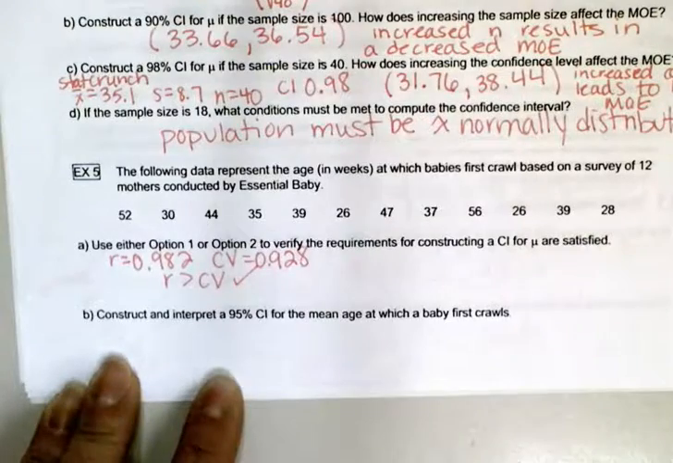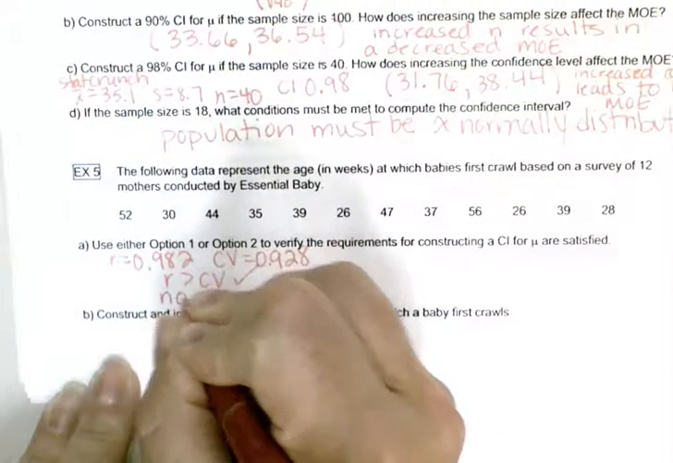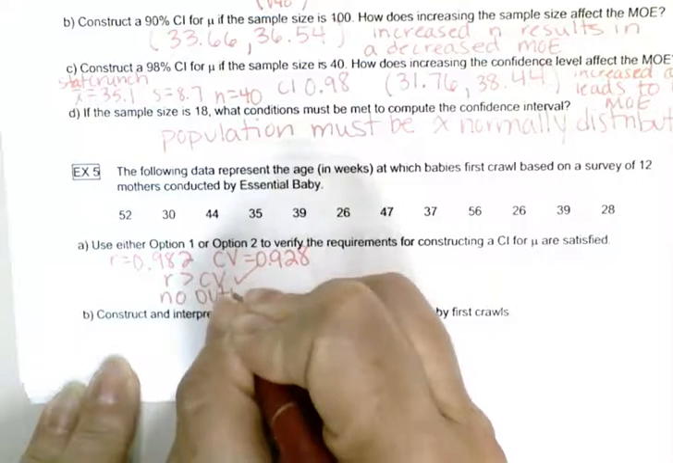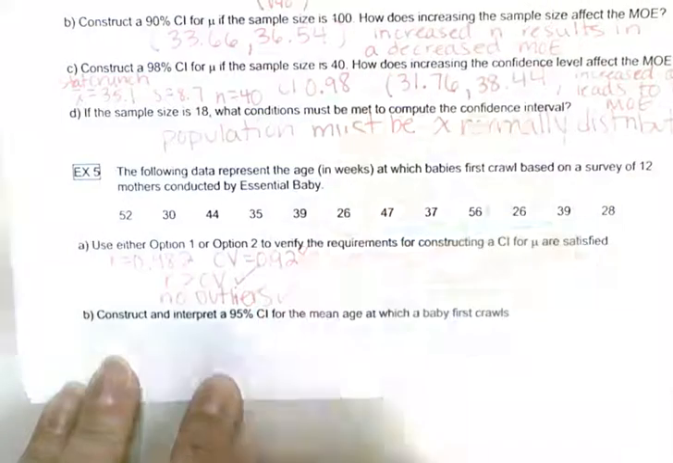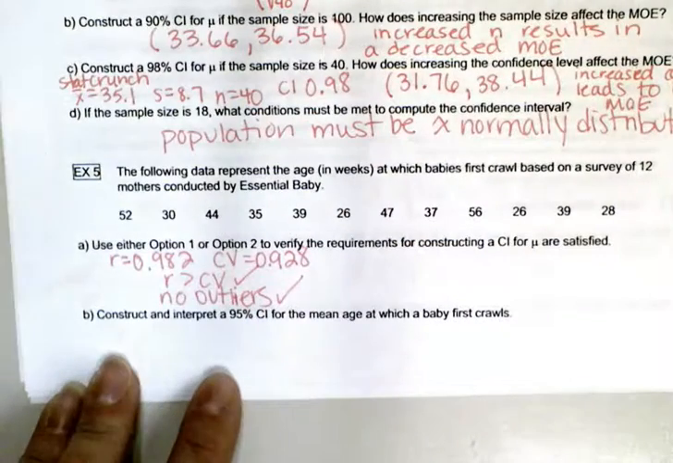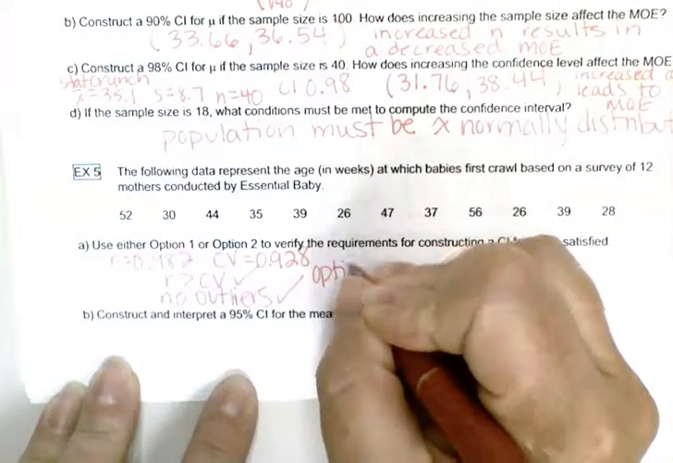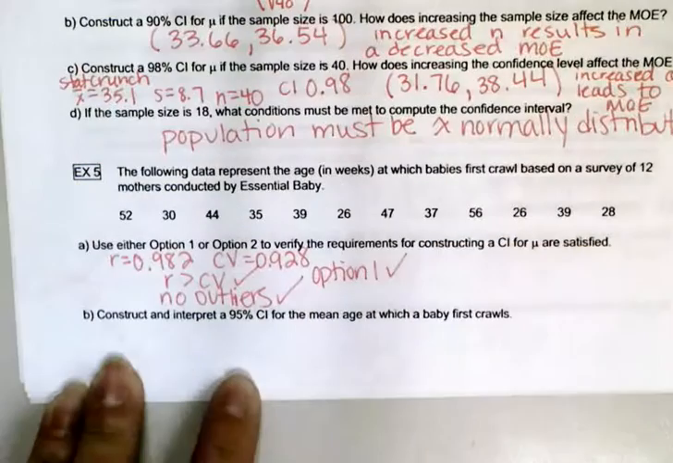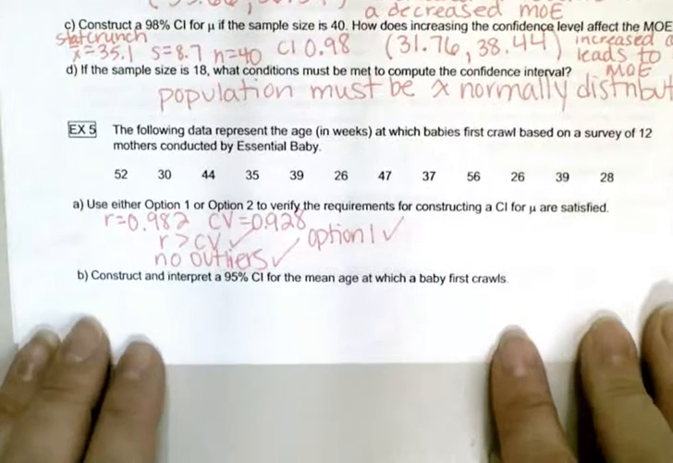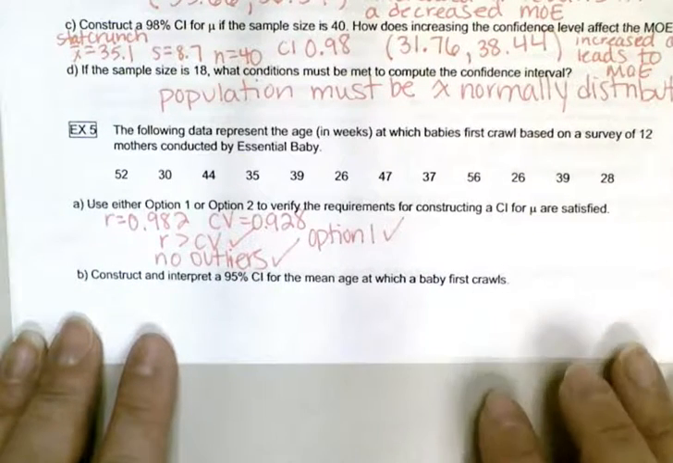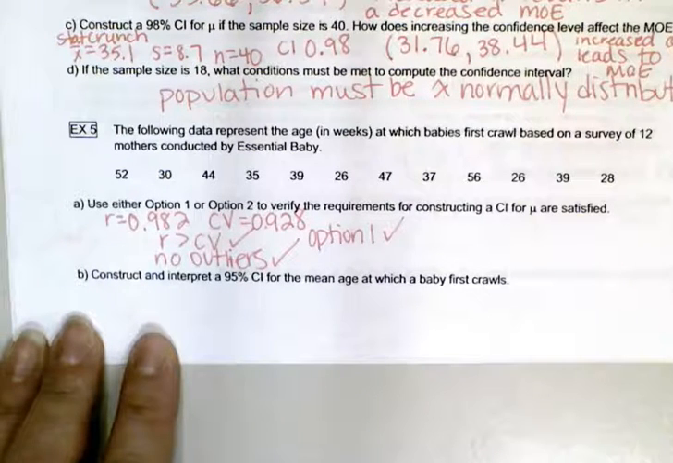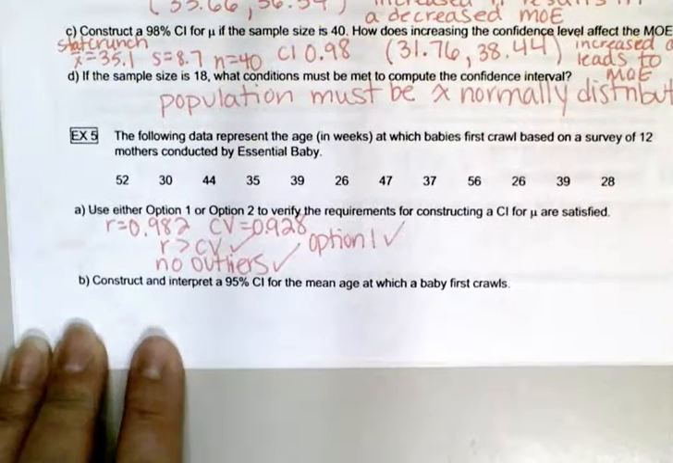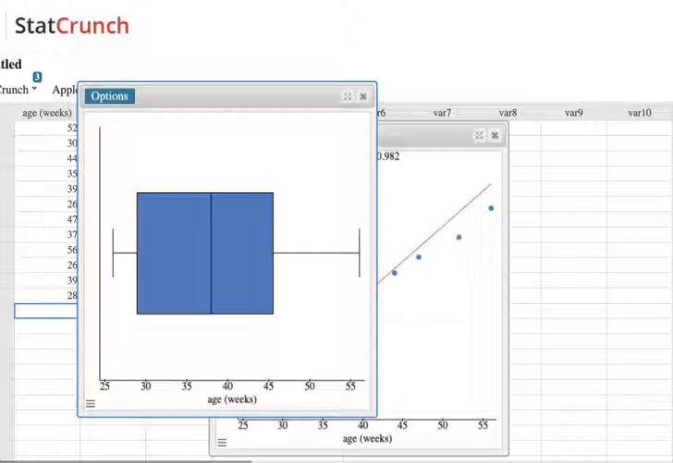So I have confirmed. And if you were doing this type of problem in your homework, you would obviously need to put the QQ plot and the box plot in your graphs that you either print or share with me. So this means that option 1 requirement has been met. So if the requirement's been met, then that means that I can go ahead and construct and interpret a 95% confidence interval. So go back again now to my StatCrunch.